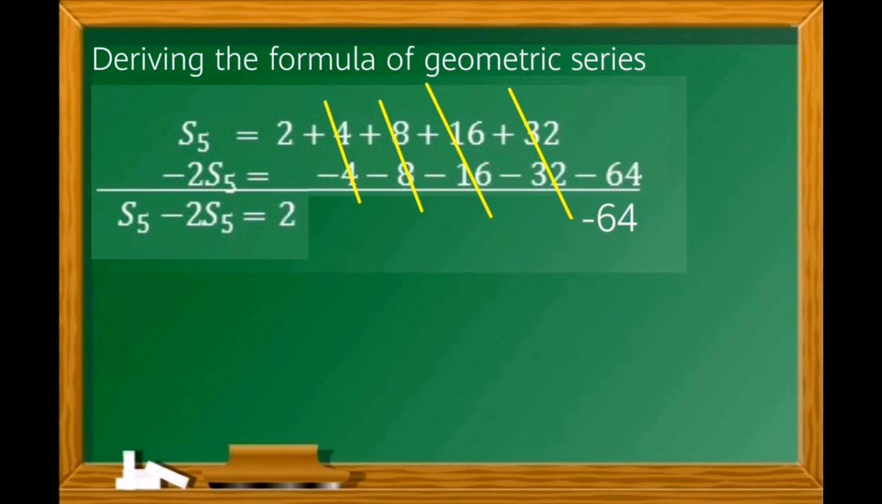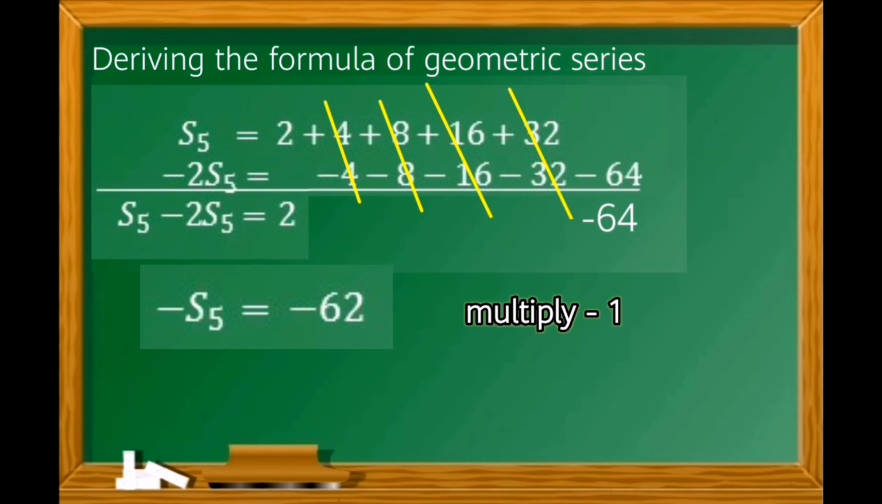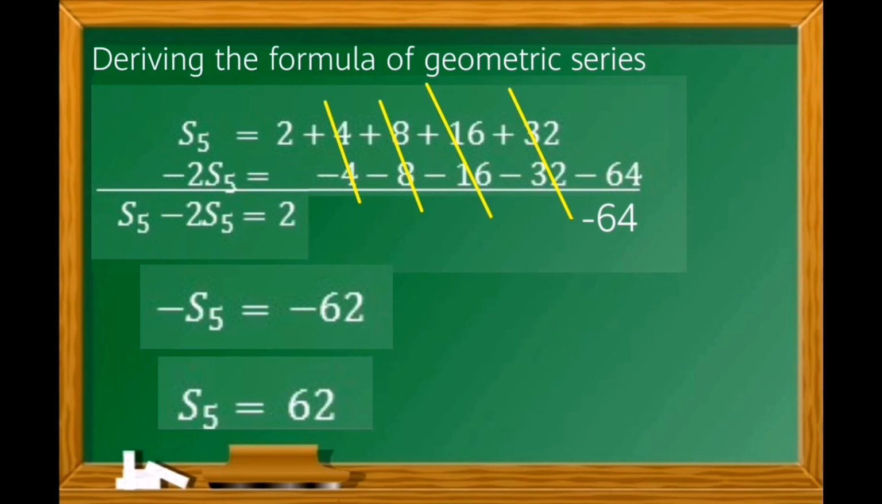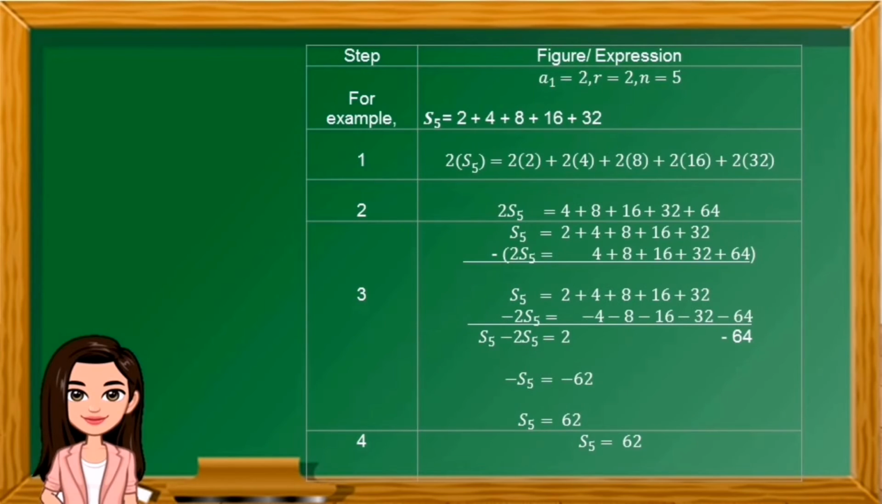The difference is S sub 5 minus 2 S sub 5 is equal to 2 minus 64. That is, negative S sub 5 is equal to negative 62. Multiply both sides by negative 1, and we have S sub 5 is equal to positive 62. You can check it by adding 2 plus 4 plus 8 plus 16 plus 32. That is 62. In this example, we can derive a formula in general form.